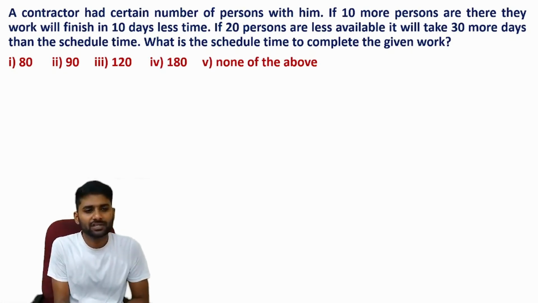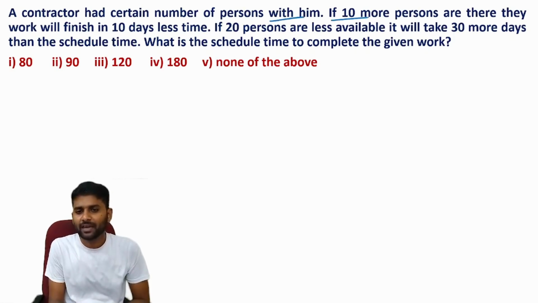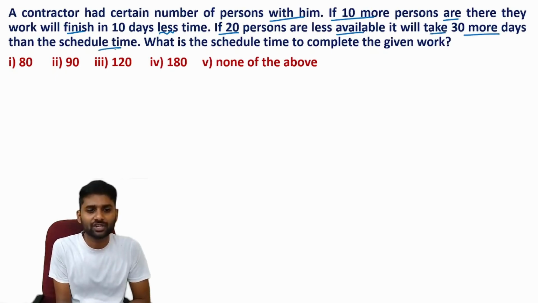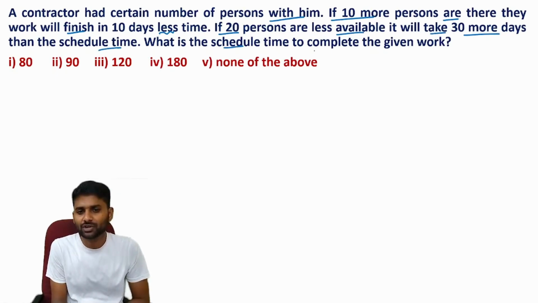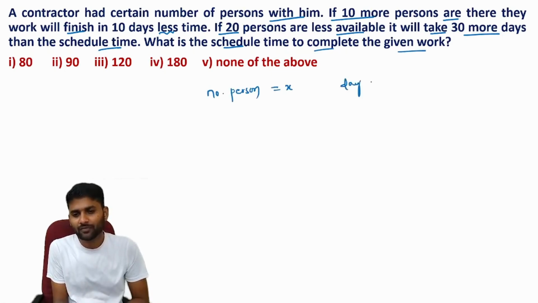Now here the question. A contractor had a certain number of persons with him. If 10 more persons are there, they will finish the work in 10 days less. If 20 persons are less available, it will take 30 more days than the scheduled time. So what is the scheduled time to complete the work? Let us take the number of persons as X, and the number of days to complete this work as Y.